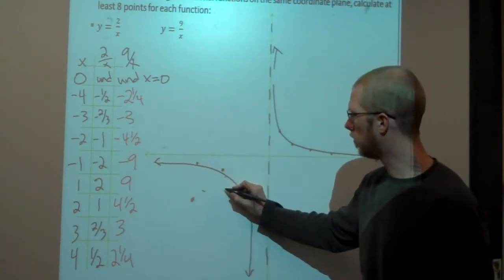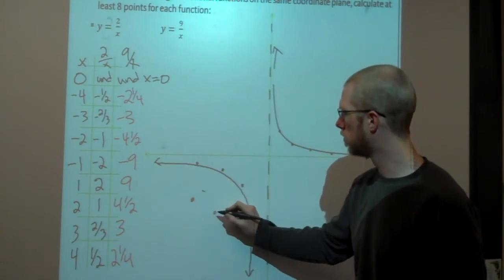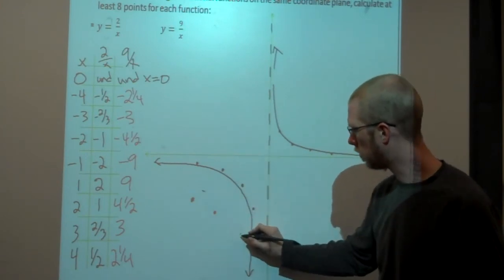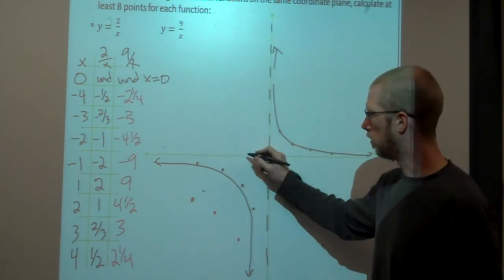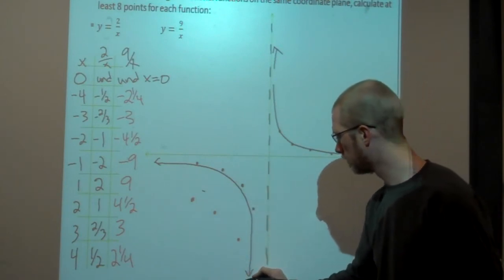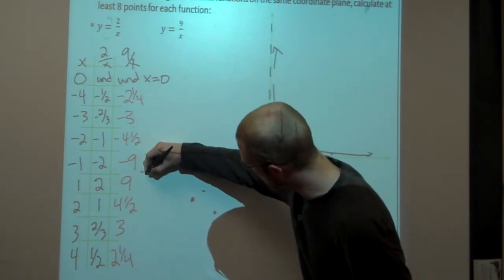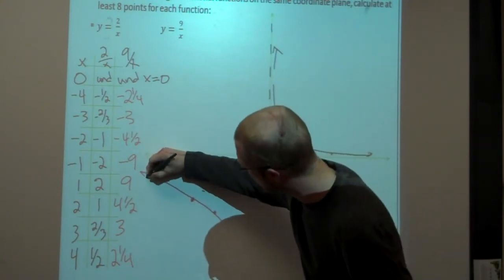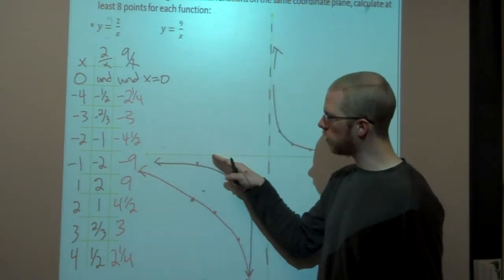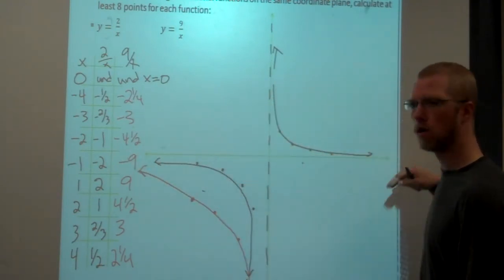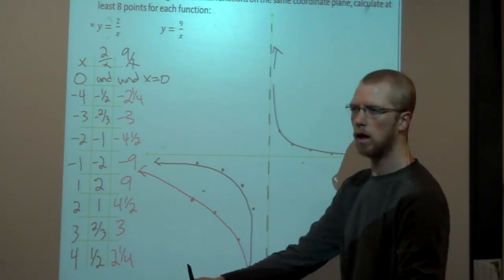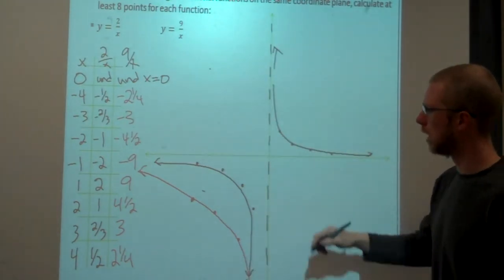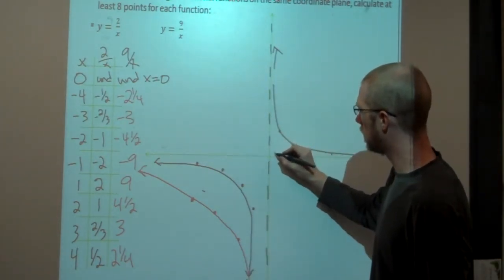When I'm here, -3, -3, -2, -4 1/2, -1, -9. And so I'm going to get something that looks like this. Now both of these lines will never cross this here. That's our horizontal asymptote. We do know that, again, because the degree of the denominator is greater than the degree of the numerator. Over here, you're going to see the same thing.